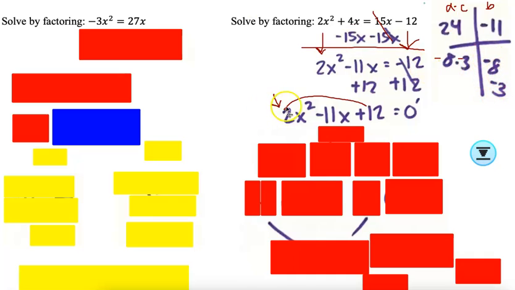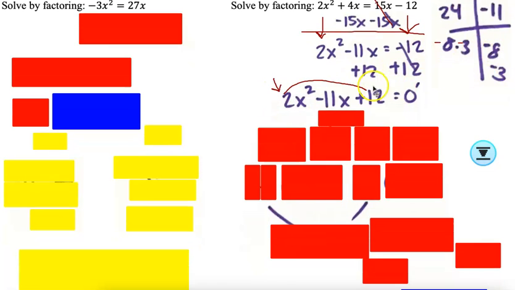Now, since my leading coefficient is not a 1, I cannot jump to put x minus 8 in parentheses. Once you find your numbers, you are going to split up your middle term with these two numbers of a negative 8 and a negative 3. Now, the order doesn't matter. If you wanted to put negative 3 here, you could. If you wanted to put negative 8 here, you could. Make sure these terms have an x because your middle term had an x.